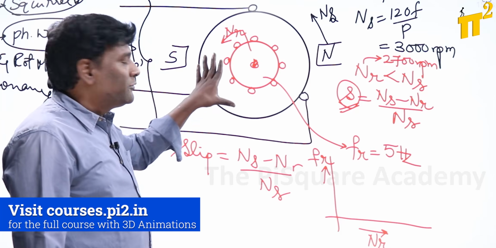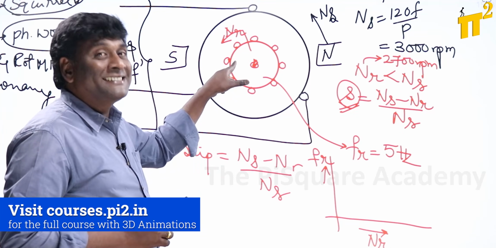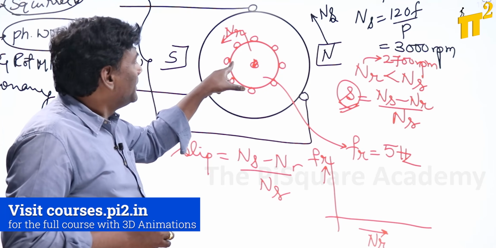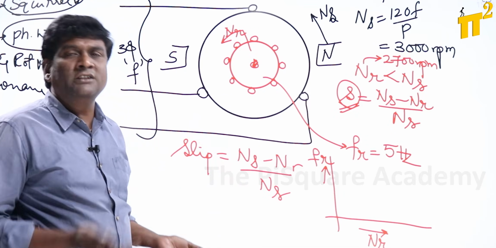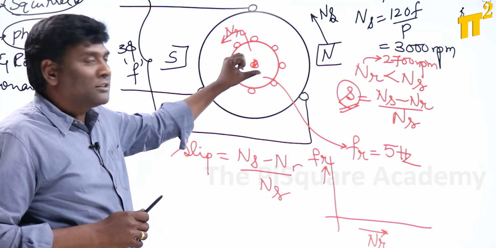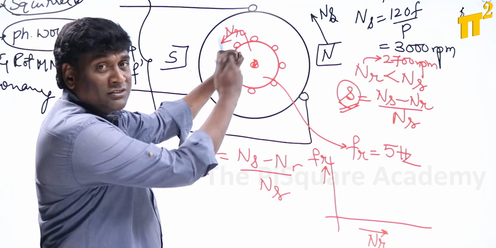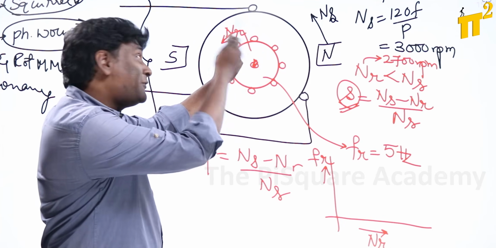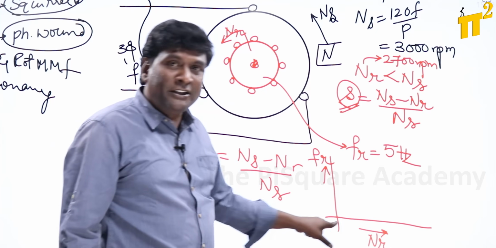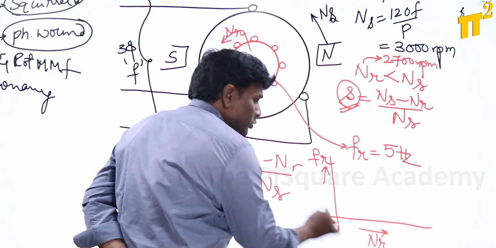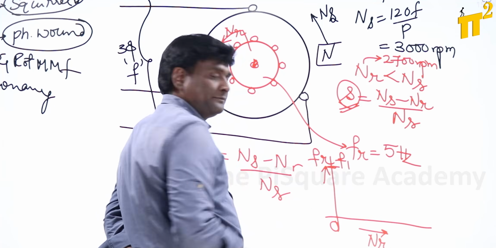For example, if the rotor is stationary, then with respect to the rotor, my stator MMF will rotate at 3000 RPM only. If the rotor is stationary, it behaves like a stator, so whatever the frequency of induced voltage in the stator, the same frequency of induced voltage will be there in the rotor also. When the rotor speed is 0 RPM, my frequency is going to be f1.